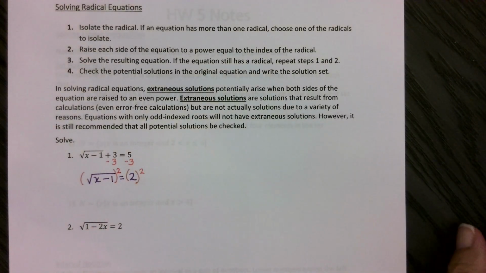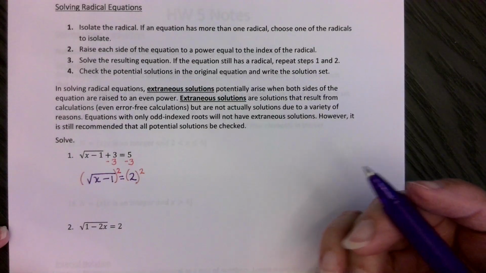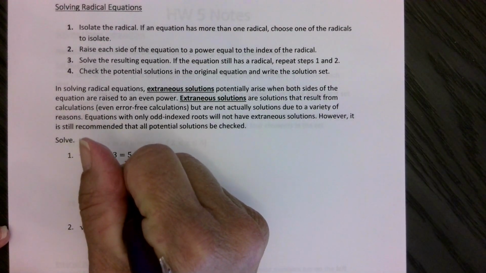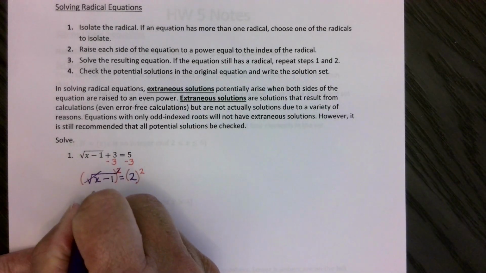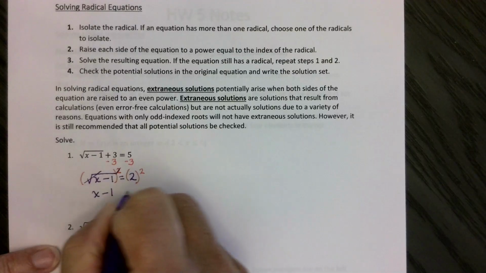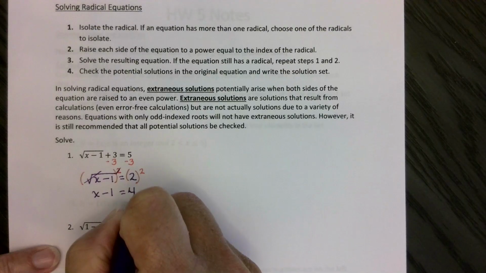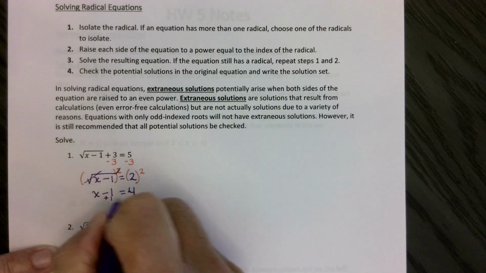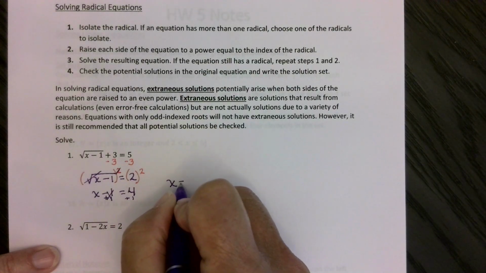Because I talked about this in homework 3 notes. Squares and square roots are inverses of each other. They cancel each other out. So this square and that square root cancel each other out, and I'm left with x minus 1. Over here you get 4. 2 to the second power is 4. Add 1 to both sides, and you get x is equal to 5.